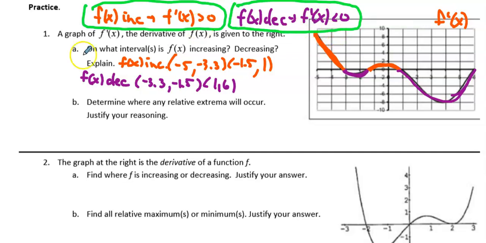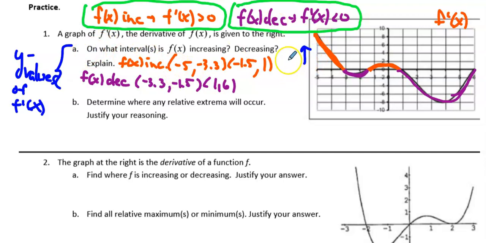One more thing I want you guys to take out of this is, again, I want you to look at the y values of f prime of x. When I'm above the x-axis, again, positive, my function is increasing. So when I'm above the x-axis, f of x is increasing. And when I'm below the x-axis, f of x is decreasing. Okay? And that's the easiest way for me to tell you that question.